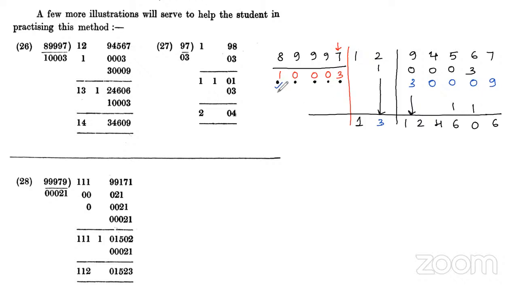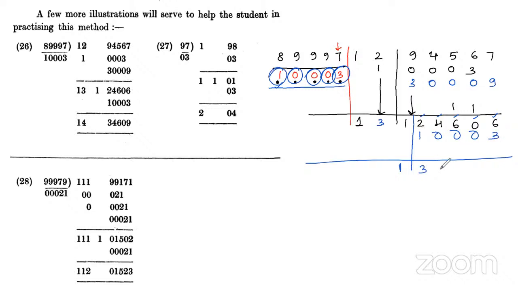So you can see we have 5 digits in the modified divisor. So 1, 2, 3, 4, 5. So here you can break down. First we are writing 1. So 1 into 1 is 1, 1 into 0 is 0, 1 into 0 is 0, 1 into 0 is 0, and 1 into 3 is 3. So that 3, 4, 6, 0, 9 is our remainder part.